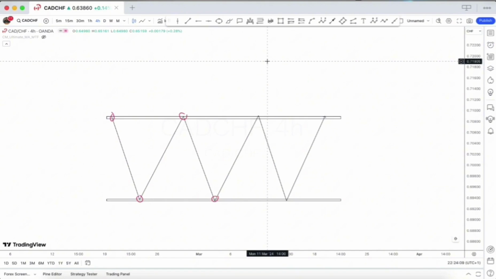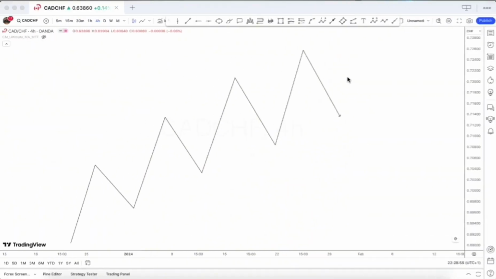So what about the trending market? We are going to go through the uptrend market and the downtrend market. What I have here on my chart is an example of an uptrend direction. As you can see, the market is moving to the upside.